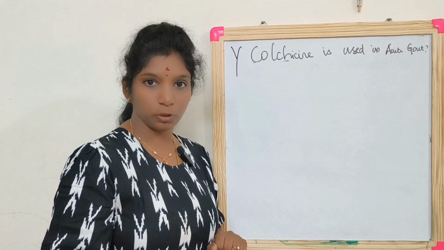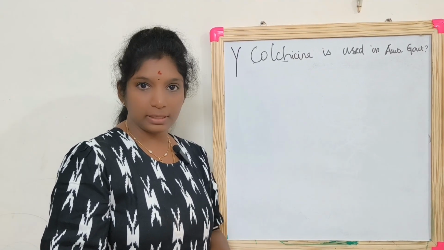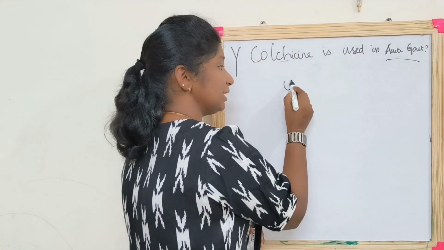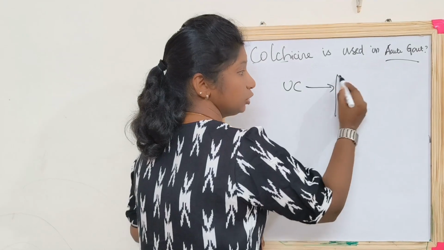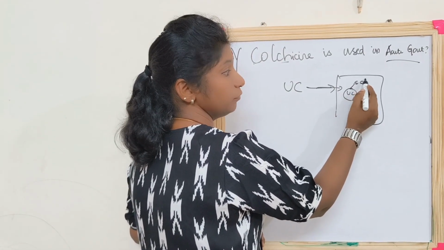We all know the pathology of gout, that there is an increase in the uric acid crystals, which is called hyperuricemia. In case of acute gout, what happens? In acute gout, those increased uric acid crystals will enter into the joint. When they enter the joint, they will be taken up by the synovial cells.